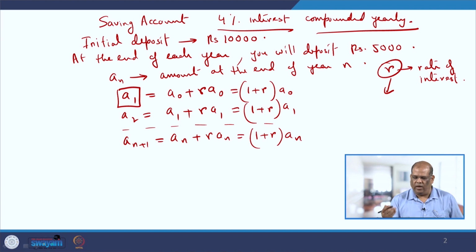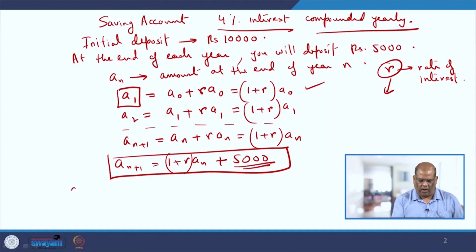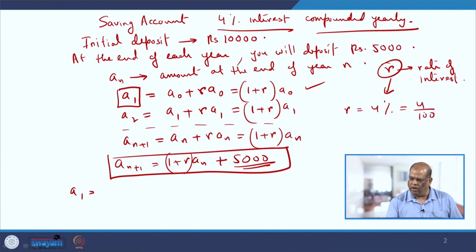But now you said that every year I will be adding 5,000 rupees, which is a constant thing. So, if I want to model that, that is A_(n+1) equal to (1 plus R) A_n plus rupees 5,000 for every year. So, if I put n equal to 0, I will get A1, and this will be A0, but then plus 5,000.